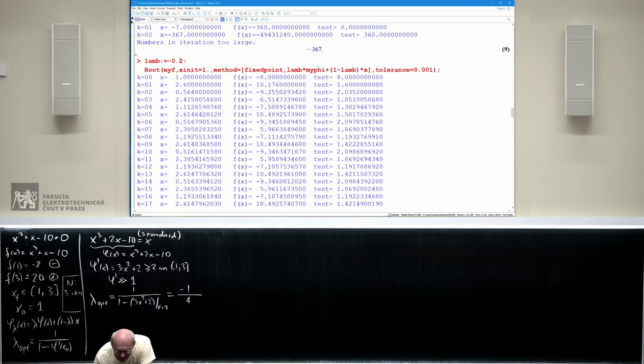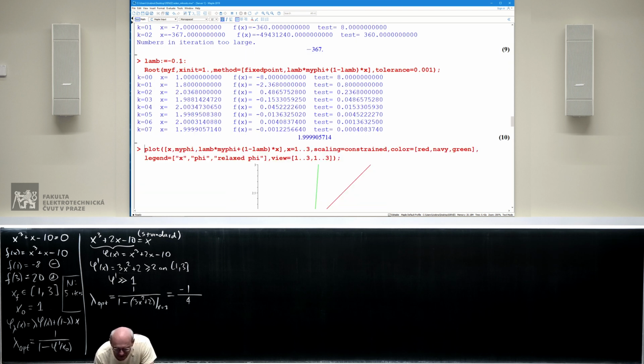Okay. How about negative 0.1? Wow, we've got convergence. 7 iterations, this is definitely nice. And it took us to 2, which is also great. And 7 iterations is not all that bad compared to Newton.